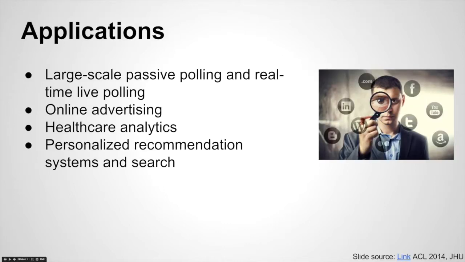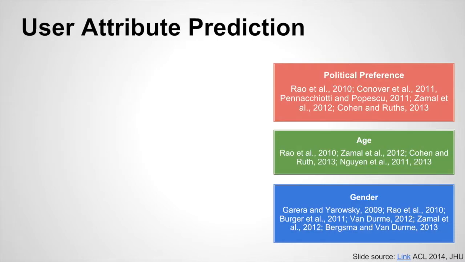There are vast applications of this work, such as large-scale polling, real-time live polling, targeted advertisements, healthcare analytics, recommendation systems, and many more. So, as you can see, there has been some interest in recent years to predict latent attributes of a user.